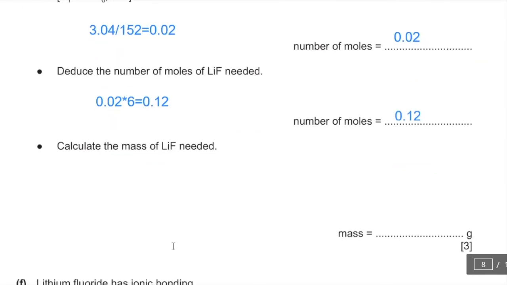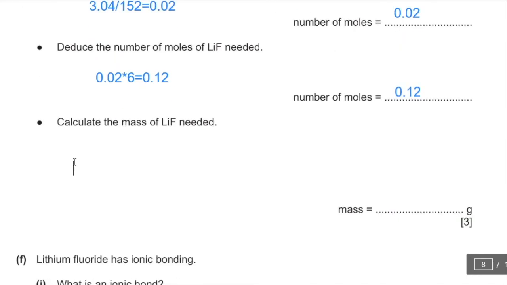Calculate the mass of lithium fluoride needed. So mass is equal to 0.12, the number of moles, multiplied by the Mr, which for lithium fluoride is 19 plus 17, the relative atomic masses of lithium and fluorine, and this is equal to 3.12 grams.